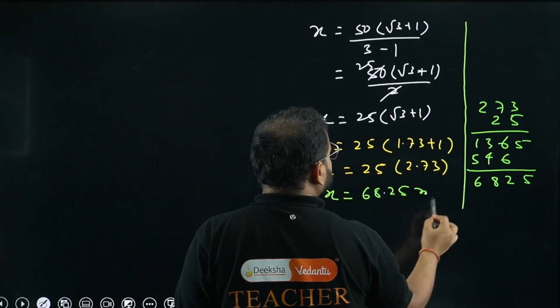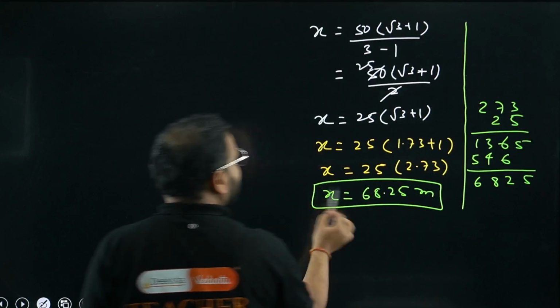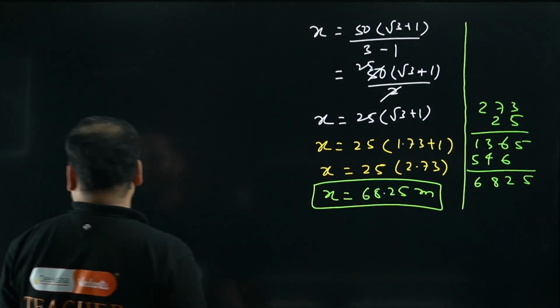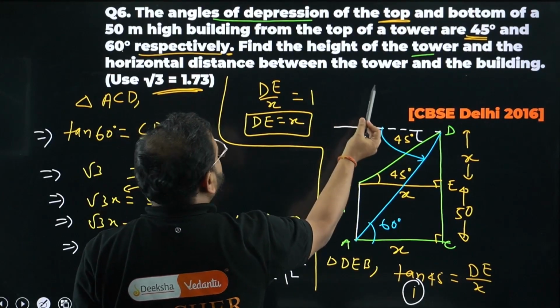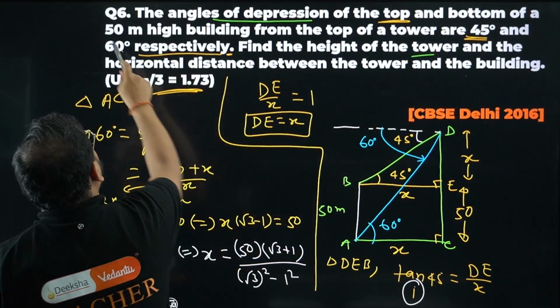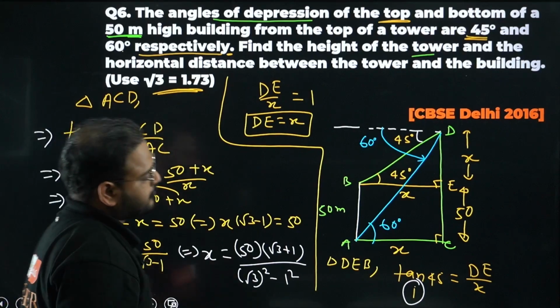68.25 meters. Now it is the height, right? Oh, so it is not the height, it is the distance between the tower and the building. This X value is 68.25 meters. Same units. Please check, everywhere it's meter only, right? They have not given meter. Yeah, they have given meters, sir. 50 meters only. Yeah. Okay.